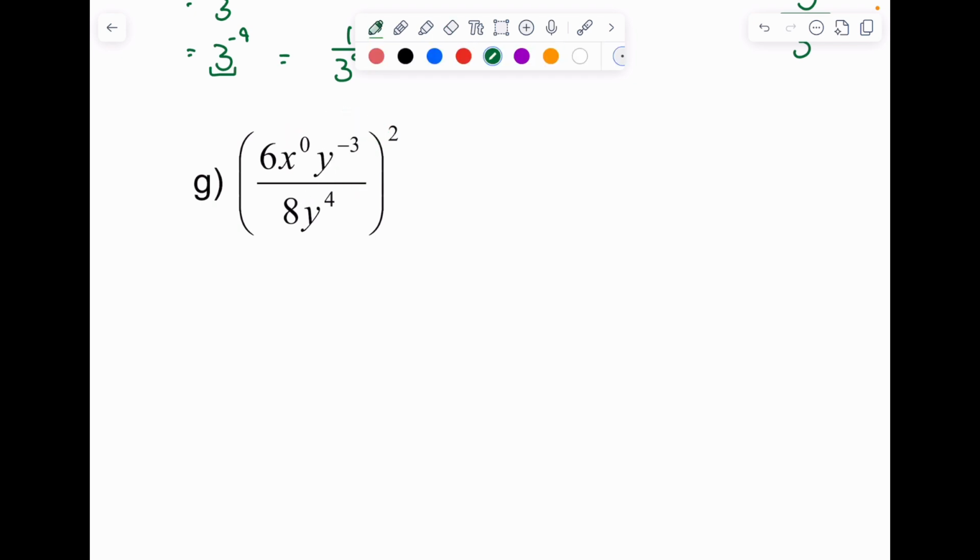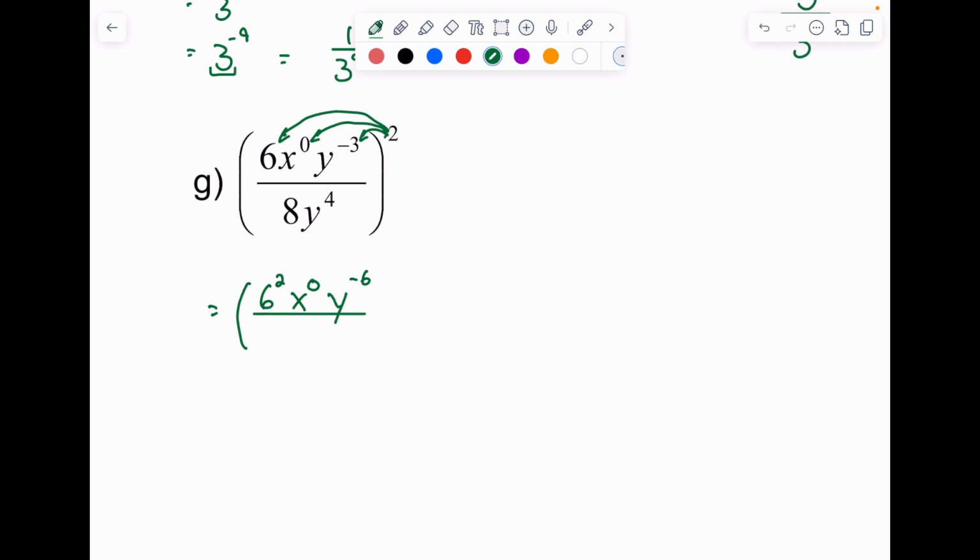So you have equals. Well, 2 to the 6 to the power of 2 becomes 6 to the power of 2. Then you have x, and that has a power of 0, so that 2 and that 0 multiply. So 2 times 0, well, you still get 0. Then 2 times that minus 3 right there, well, that's y to the minus 6.